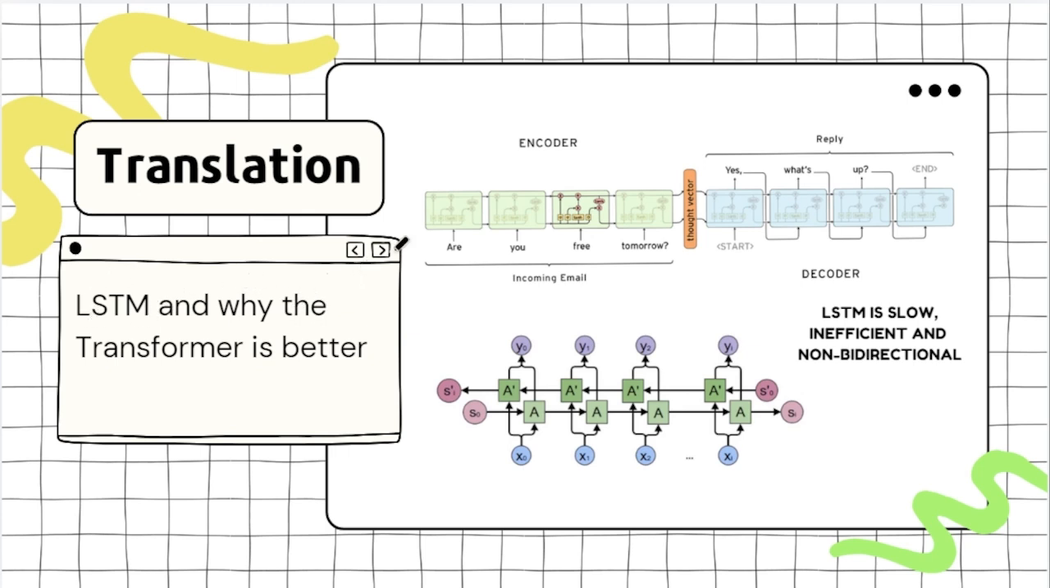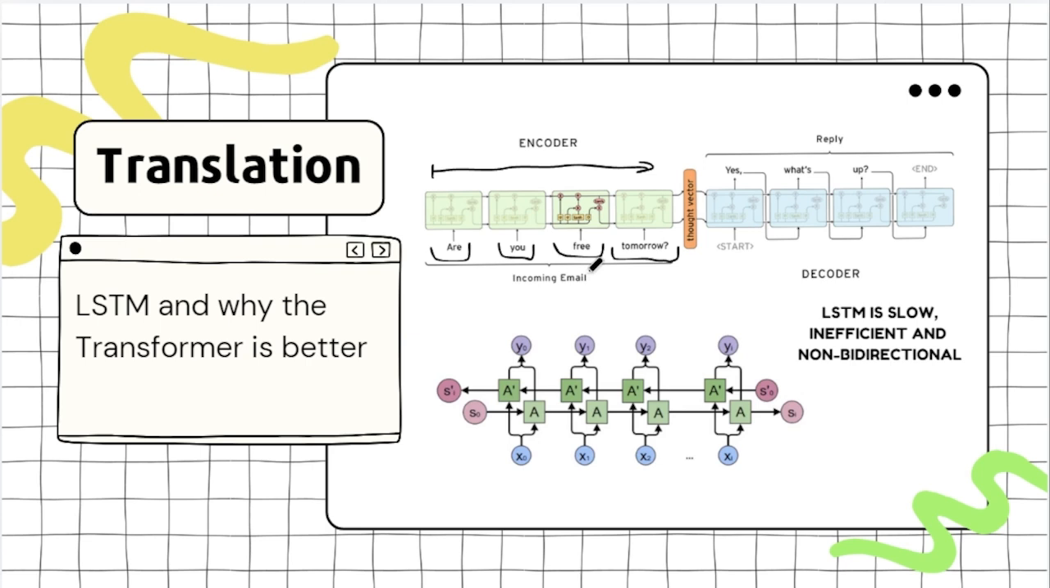This LSTM architecture was very slow and inefficient, as it took words one word at a time sequentially, and it outputted the words one word at a time also sequentially. It was slow to train, and the fact that it was just unidirectional, which means it went in one direction when it passed the words, made it that maybe the true meaning of the sentence was lost.